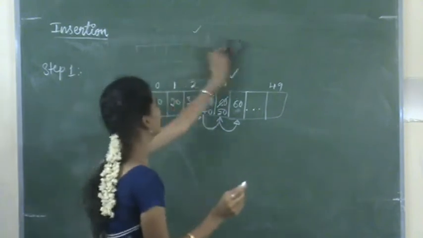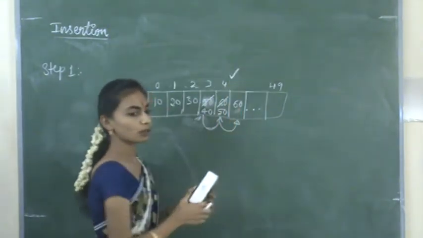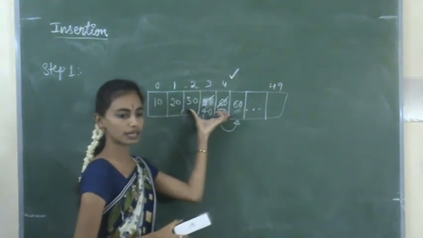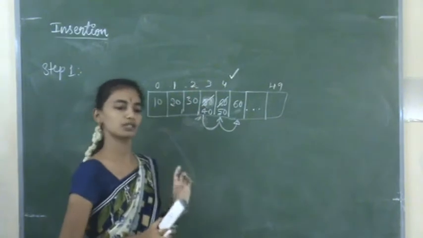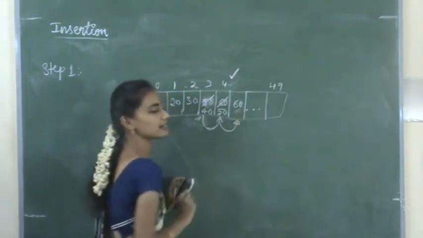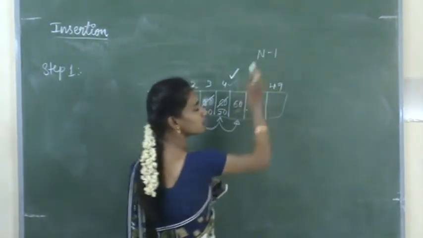So first what we are doing here? If we want to insert an element, we need to traverse this array, right? So for that we are using a for loop. In that for loop we are first taking the last index, which is equal to n minus 1.